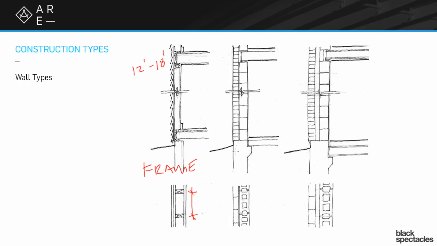So let's look at the one next to it. This is a masonry wall. You can see that we've got brick and then a CMU backup right up next to it.